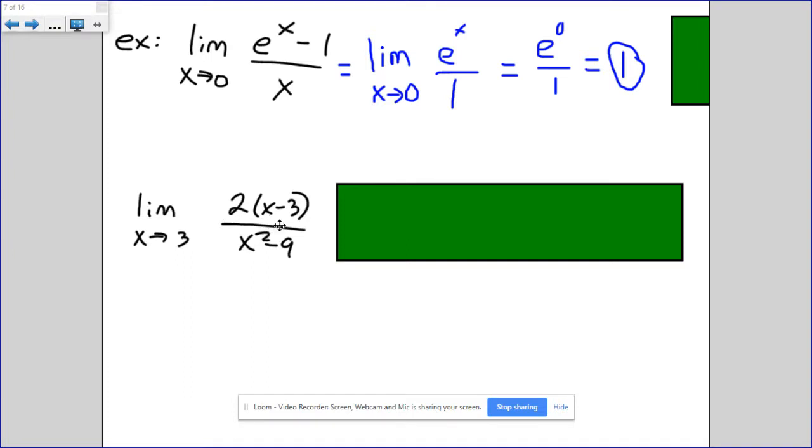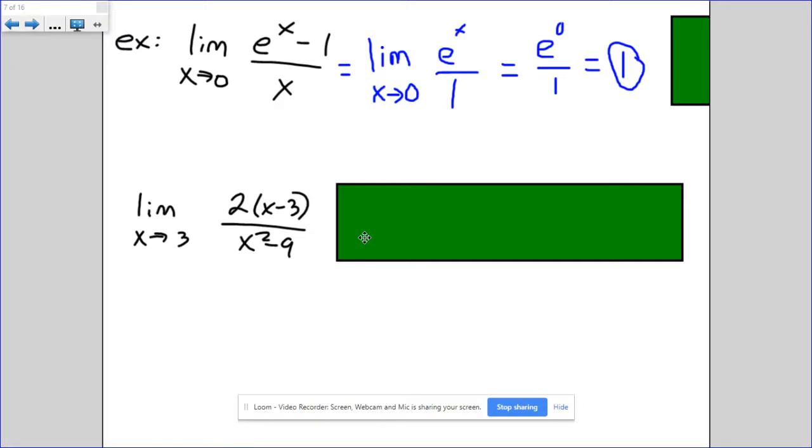Okay, now this bottom one. This is one we could have done before using the dividing out, the factoring, and canceling out stuff, but you can see that there's another way to do it. So here it says the limit as x approaches 3. Well, if I plug in 3 on top, I get 2 times 0, which is 0. If I plug in 3 on the bottom, 3 squared is 9, 9 minus 9 is 0. So we get an indeterminate form again because it's 0 over 0 when we plug in the 3.